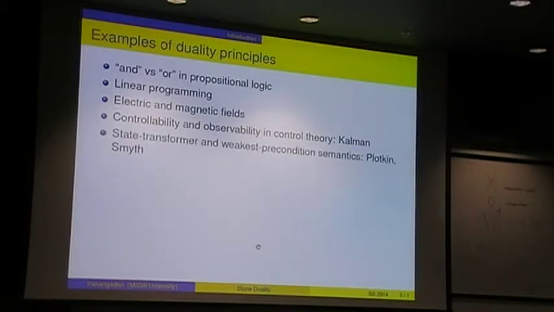People in programming language semantics are familiar with the duality, though it may not be presented to them as a duality, between so-called state transformer semantics and weakest precondition semantics for programming languages. So in state transformer semantics, you're given the state of a system and you're trying to explain what a certain programming construct does, and you do it by saying, this is how that construct will transform the state. By contrast, the weakest precondition semantics says, if I tell you a certain property of the state at the end, what must have been true before?